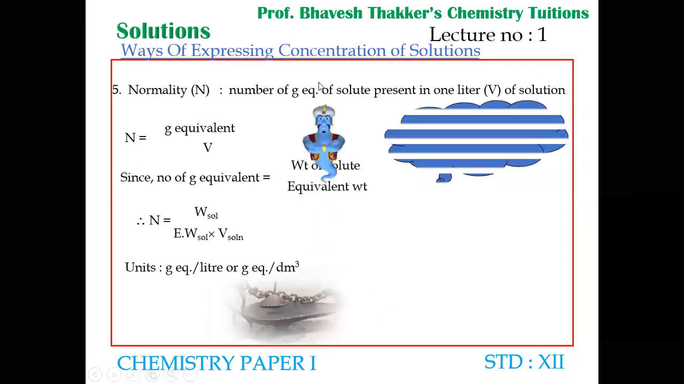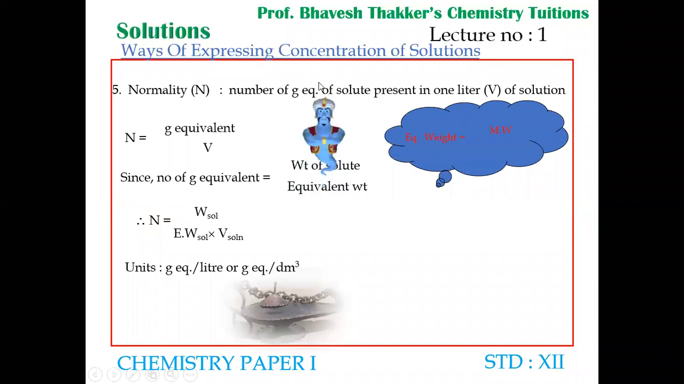Okay. Now equivalent weight, I told you it is molecular weight. For acid, how many H ions? For base, how many OH ions? And for salt, how much positive charge it carries. So equivalent weight varies according to acidity, basicity or positive charge. Okay, that is how we calculate equivalent weight.